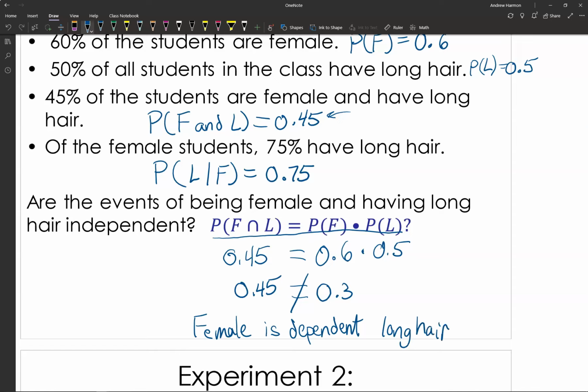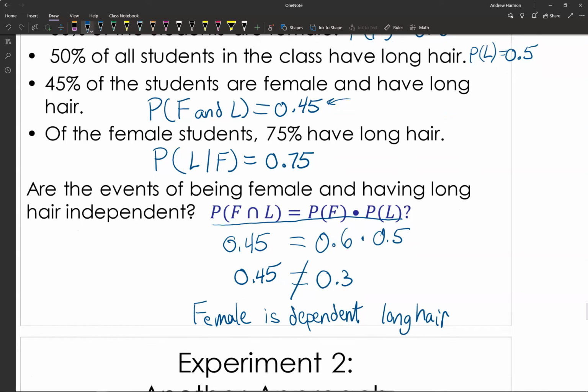So what that means, doesn't mean if you are a female you have to have long hair. It just means that the probability of it occurring is more likely if you are a female versus if you are a male. Now, there's another way we can actually look at this problem.